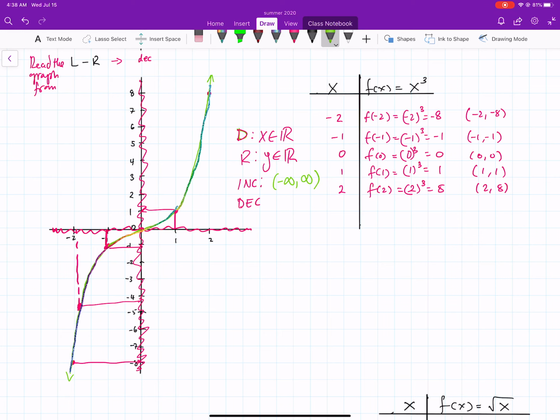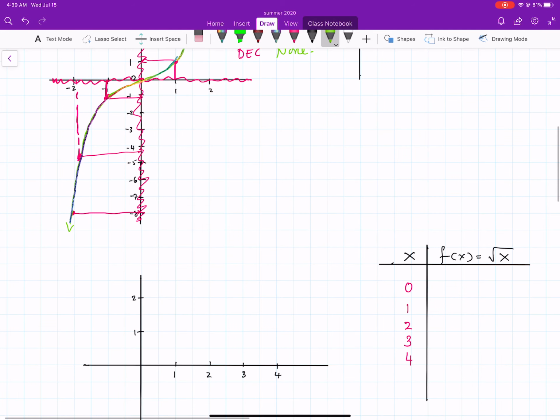from -infinity to +infinity. Is it ever decreasing? Do you see the y values decreasing on this curve? There is no way. All right, so remember, you always say there is none over there. All right, let's look at the next one.